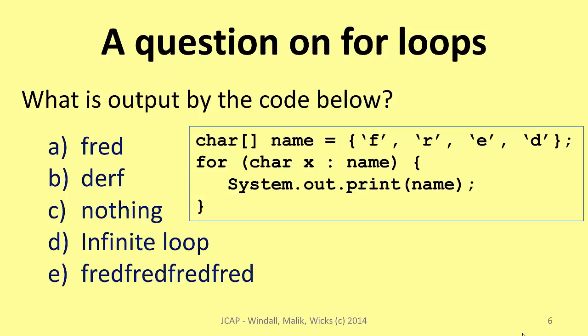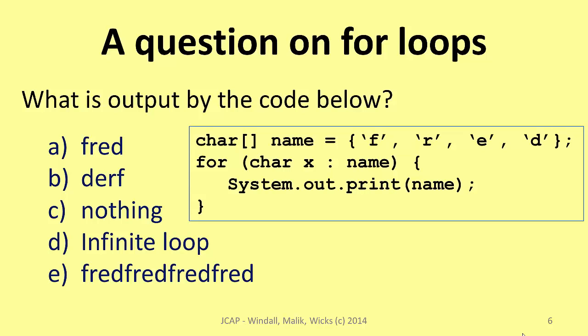Okay, ready? Let's go through each line. First of all, we're going to set up an array of chars. We're going to call that array name. We're going to initialize the array to 4 items, F, R, E and D. And now we go into the enhanced for loop. We're going to set up a variable called x of type char. And for each char in the array name, it will do something. What it'll do is print name, not x, name.